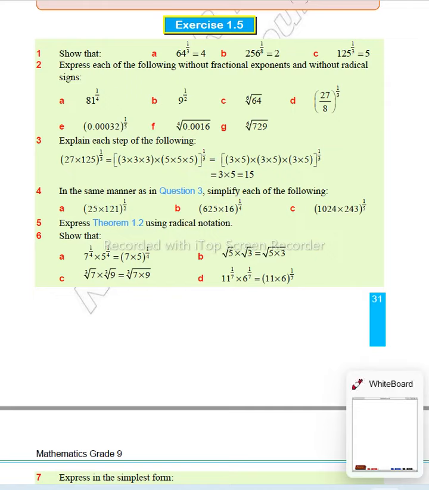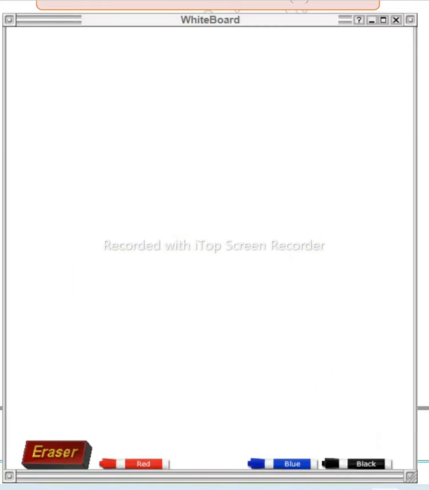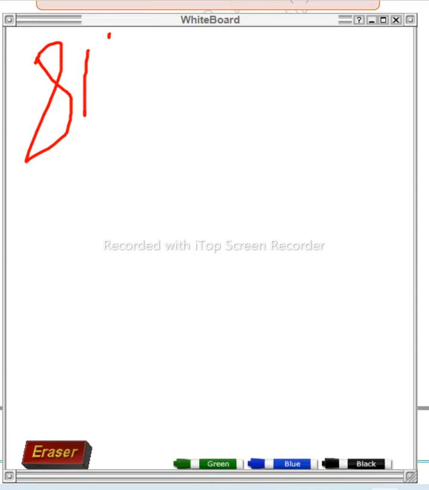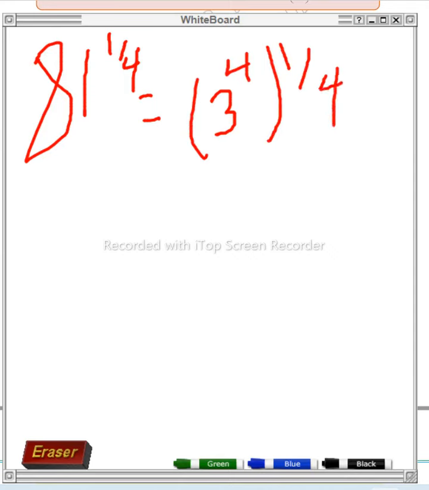So let us start from A. A says 81 to the power of 1 over 4. This is the same as 3, because 81 means 3 to the power of 4, and we have the power of 1 over 4 here.